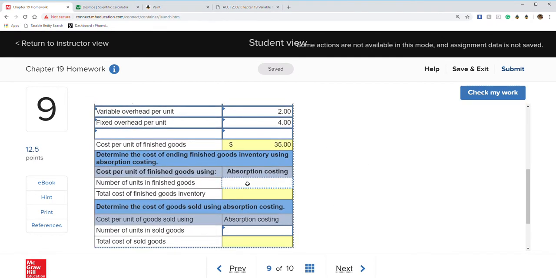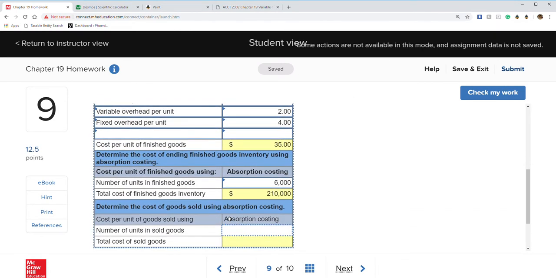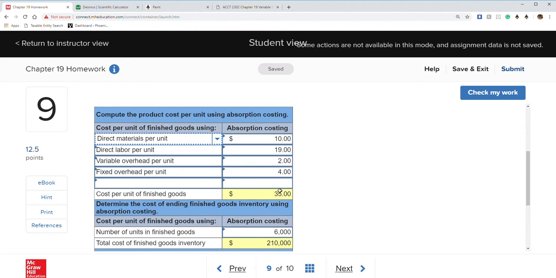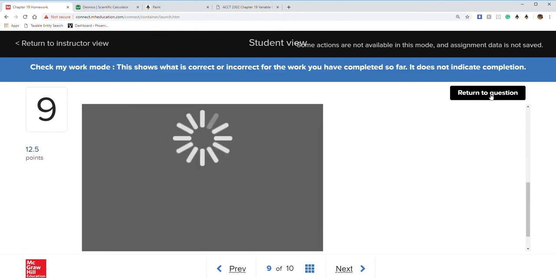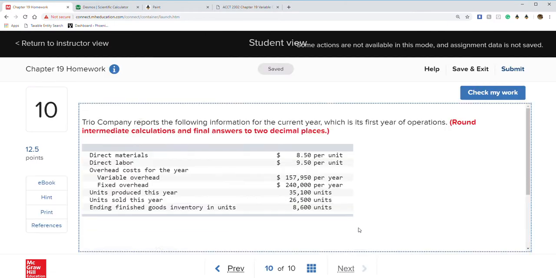Now, we do put the 6,000 in. Okay? And then number of units sold was 16,500. So you notice this problem, really the only thing is figuring out this part right here. The rest you just plug in. Again, check, boom. So last question.